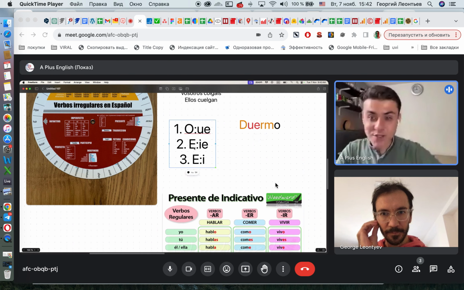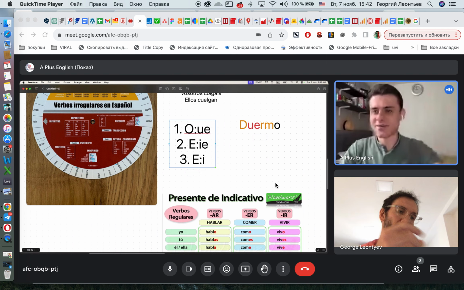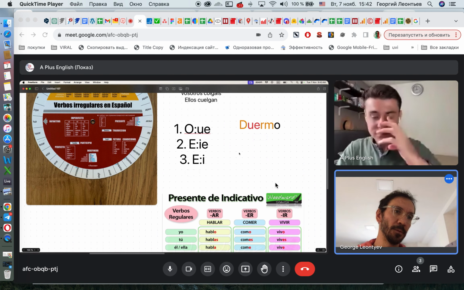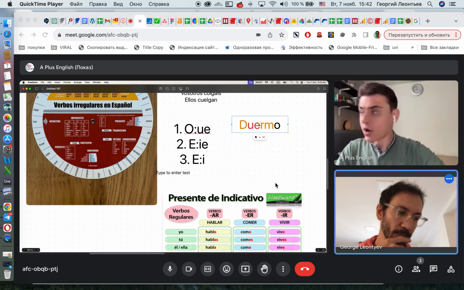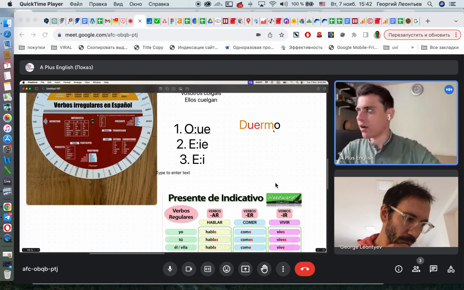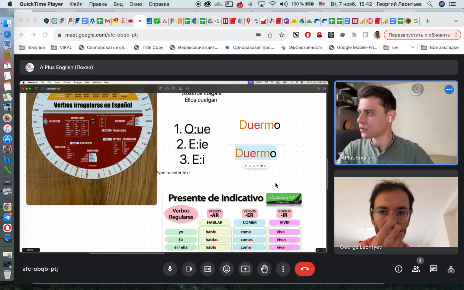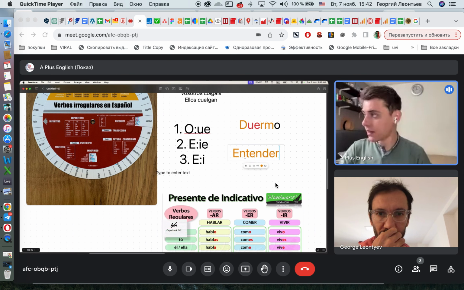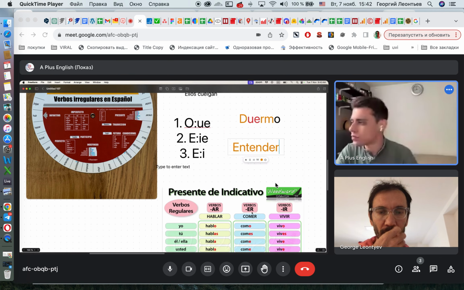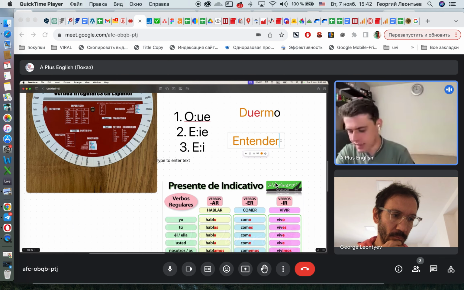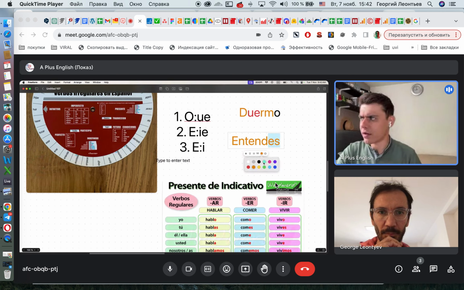Some other verbs are E to IE. Look at the verb entender. Put the verb entender there for me, please. So the verb entender is an ER verb. If we treat it like a regular verb, we go to ER. Let's say I want to say entender for tú. So I take away the ER, I put in ES. And that is if the verb is regular.